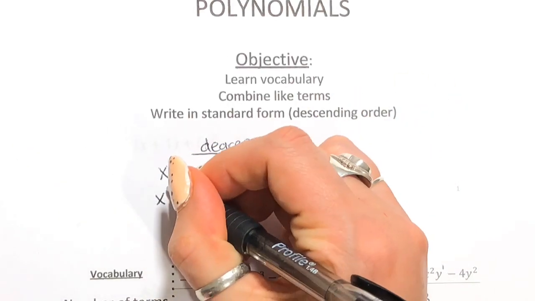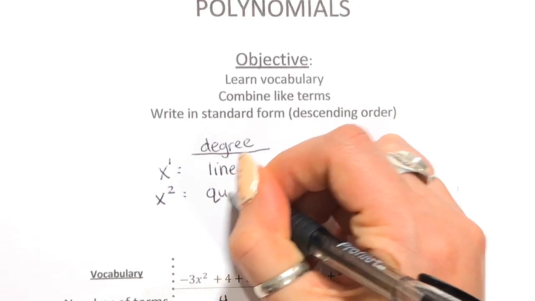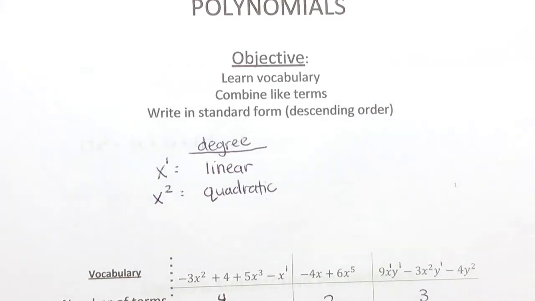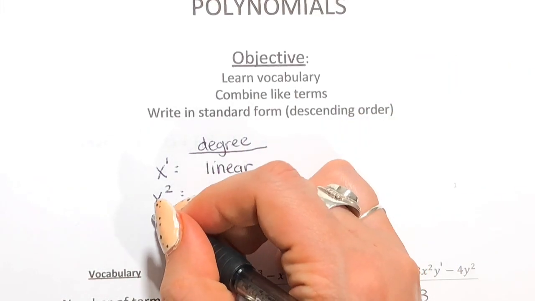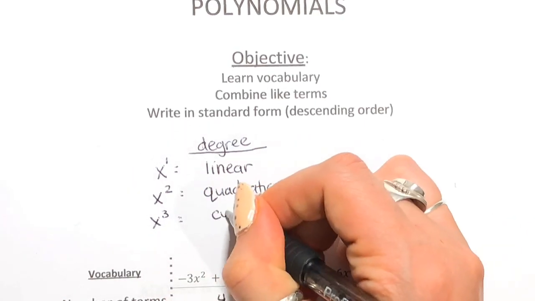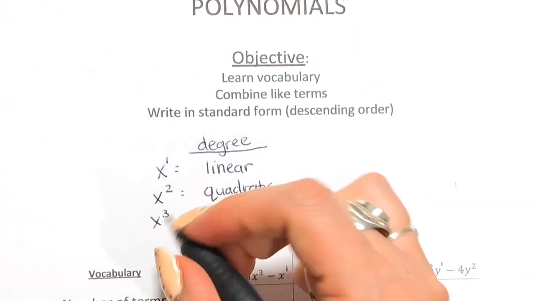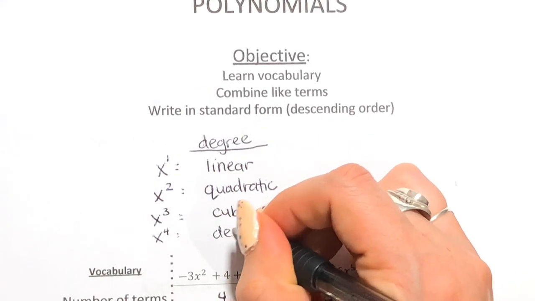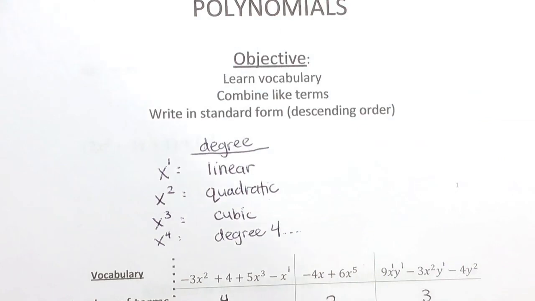If your highest degree is a 2, this is what we call a quadratic. We've seen a little bit of quadratics before, and they make a U shape if we graph them, a parabola shape. If it's a 3 for the highest degree, we call this a cubic, just like we say cube for the degree. And then for anything higher, you would just say degree and then whatever the number is. So degree 4 and so on.